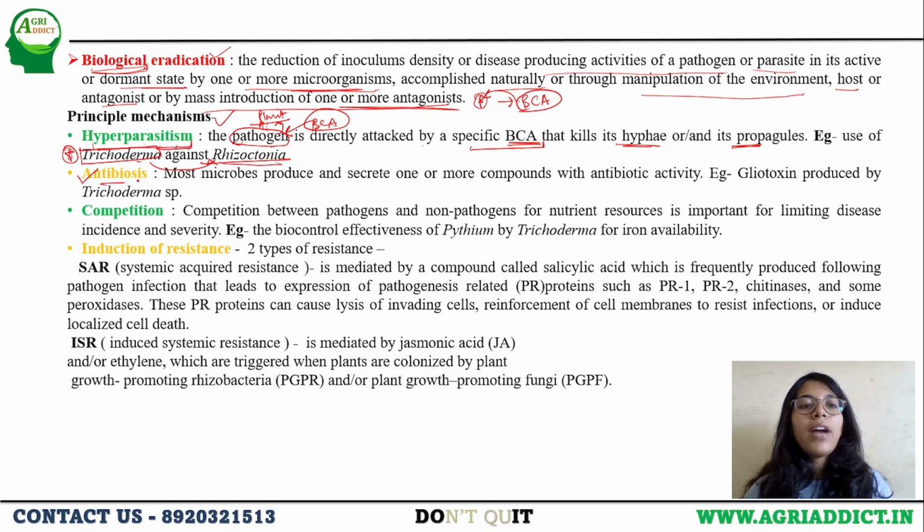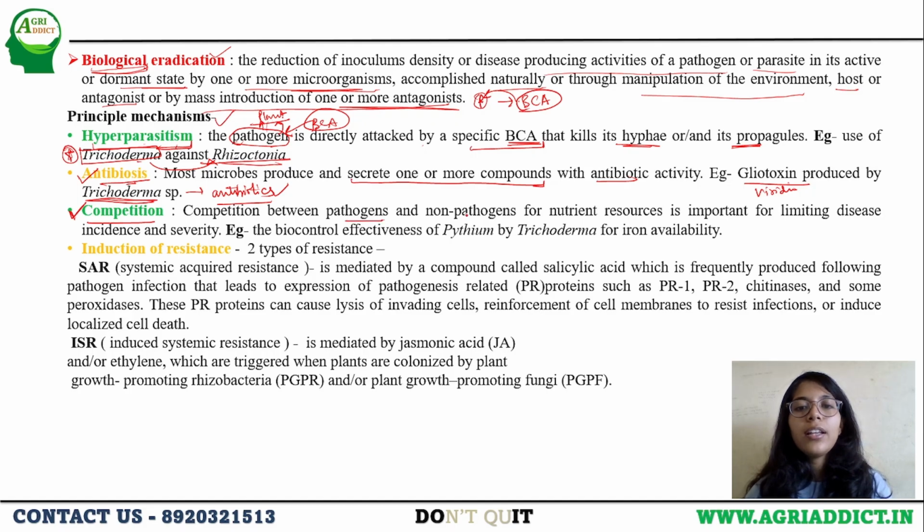It can also follow the method of antibiosis. So what do you mean by antibiosis? This biocontrol agent, for example Trichoderma, releases various antibiotics. That is, it secretes one or more compounds with antibiotic activity that hinder the growth of the pathogen. The name of the antibiotic is gliotoxin that is released by Trichoderma. There are various other antibiotic names, that is viridin, gliotoxin, and others. You don't need to remember all such names. The biocontrol agent can also follow competition. So what is competition?